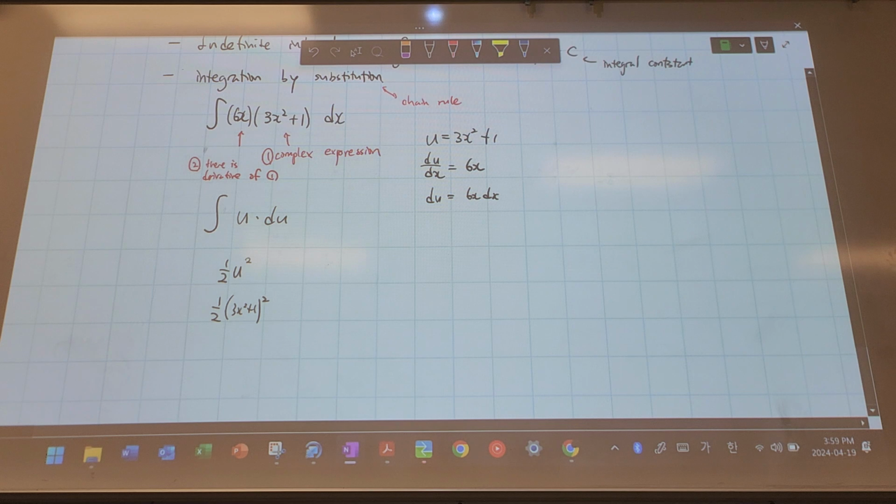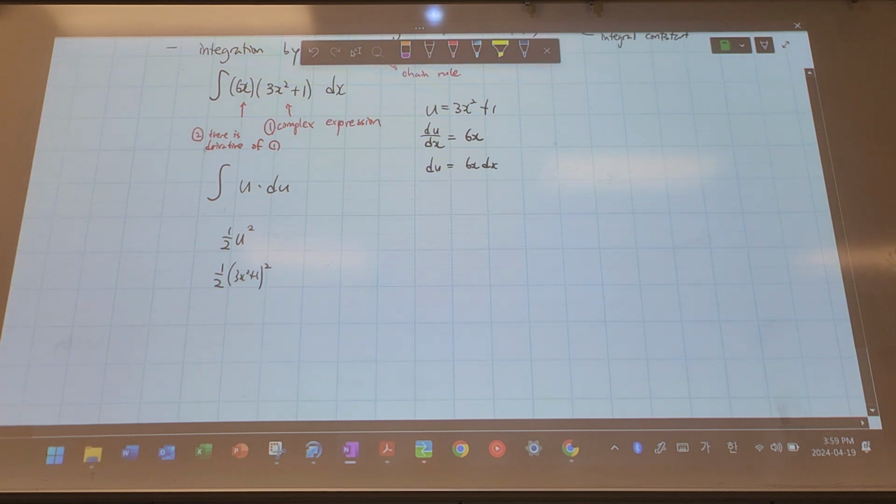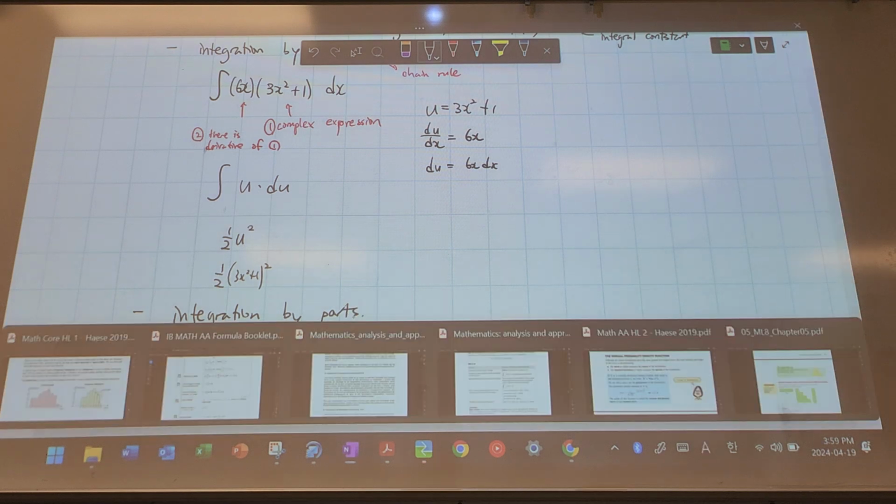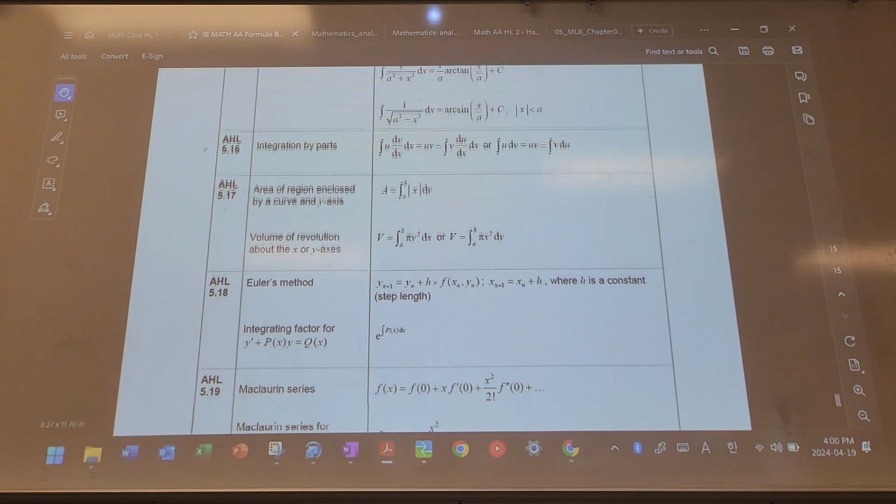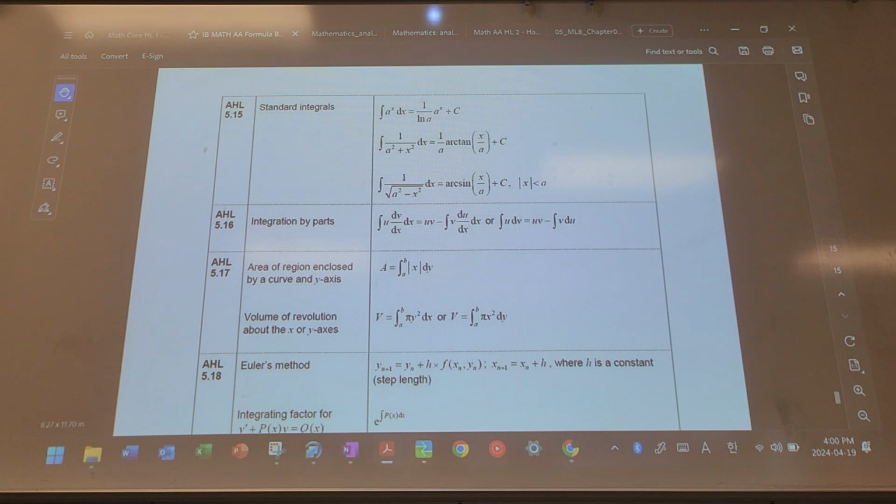All right, so that's the case of the integration by substitution. I think integration by substitution is a lot easier than the integration by parts, except you don't have that in your formula booklet, right? Let's look at the integration by parts. Luckily, you have that in the formula booklet.